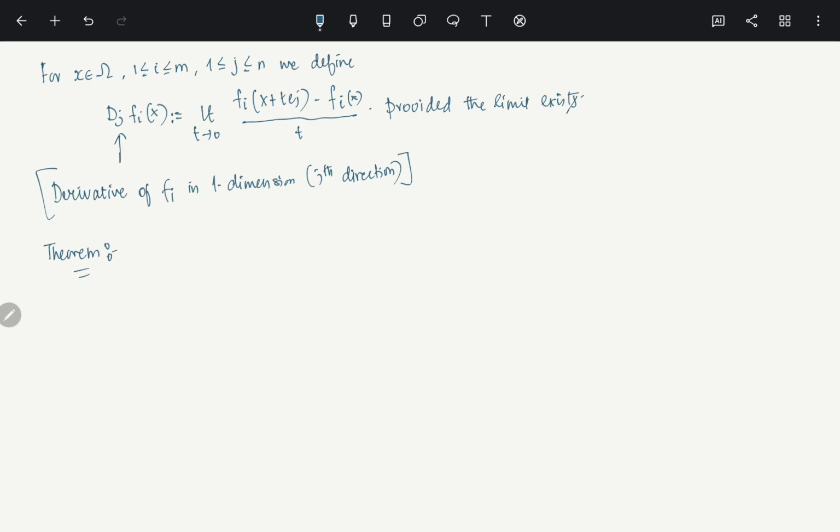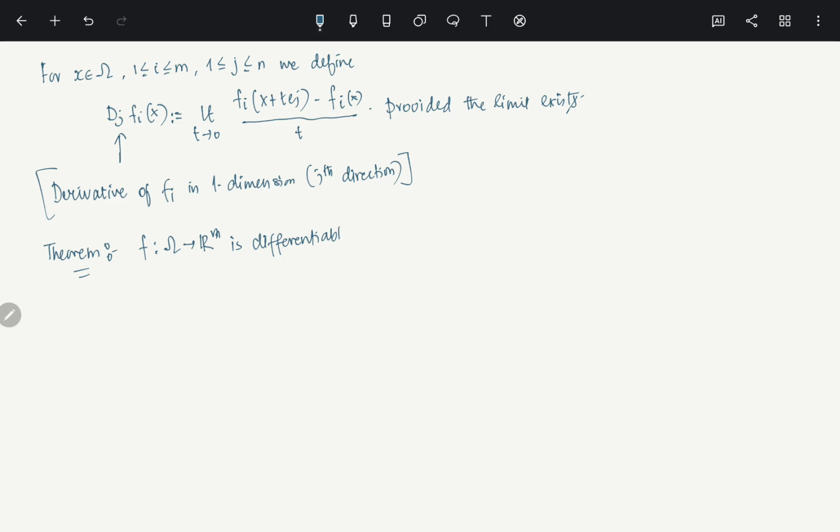For a real valued function, we define the partial derivatives like this. So basically it is just the derivative, but in that particular direction, whatever direction we are choosing. Okay, so suppose f from omega to Rm is differentiable. So what is the theorem?